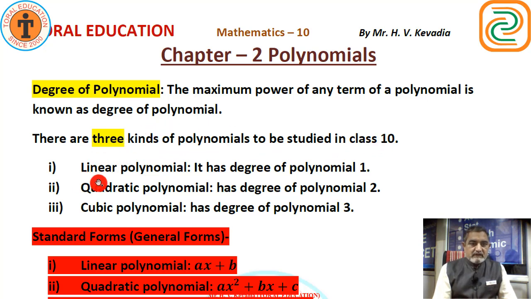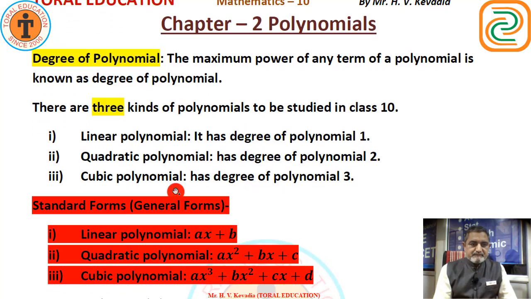So which are they? The first one is the linear polynomial. It has degree 1. The second one is the quadratic polynomial, which has degree 2, and the third one is the cubic polynomial, which has degree 3. Cubic means 3, quadratic means 2, and linear means 1. Right? Here it's clear what polynomials are and what their types are.